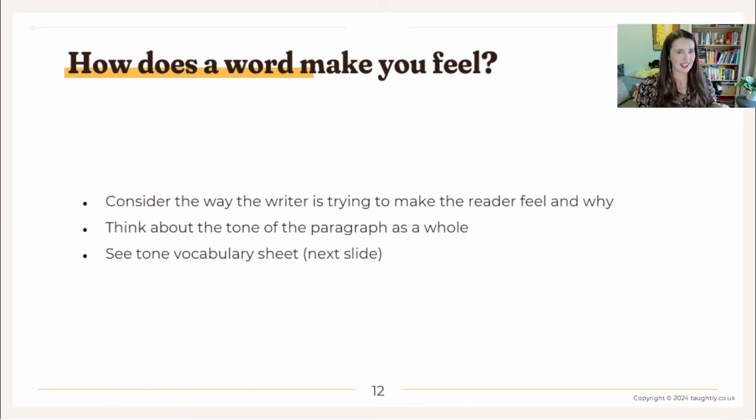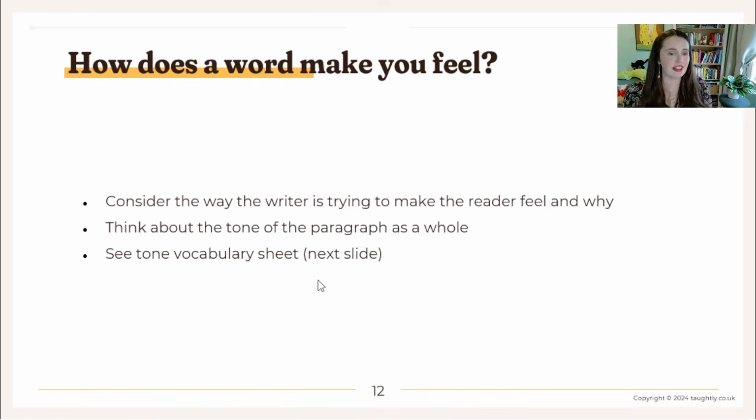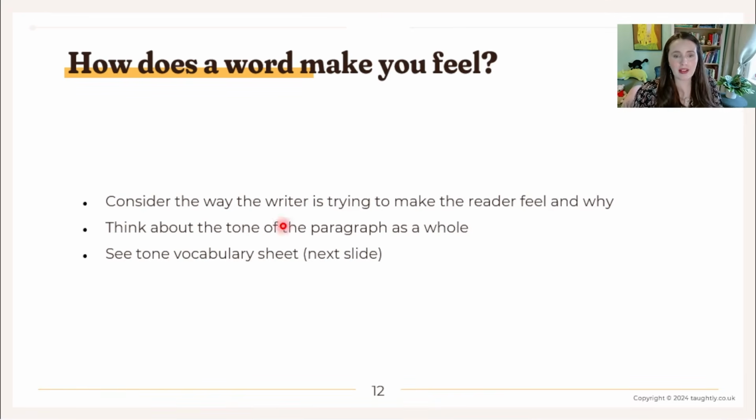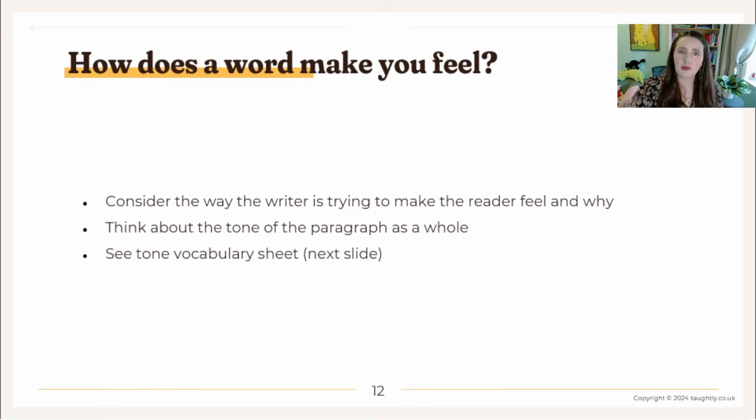As I've just said, do consider how a word makes you feel. You are the reader. Or if you are a bit of an unusual student, how it might make the average person feel. So consider the way that the writer is probably trying to make the reader feel and why. Think about the tone of that paragraph as a whole, right? If there's loads of words in there that suggest that something is precious and valuable and golden and glittering and vulnerable and easily broken, probably they're trying to make you think this is something really special that is at risk. I want to protect it. I want to keep it safe. So you need to think, how do all of those words come together to make that feeling for the reader, and then zoom in on specific examples.